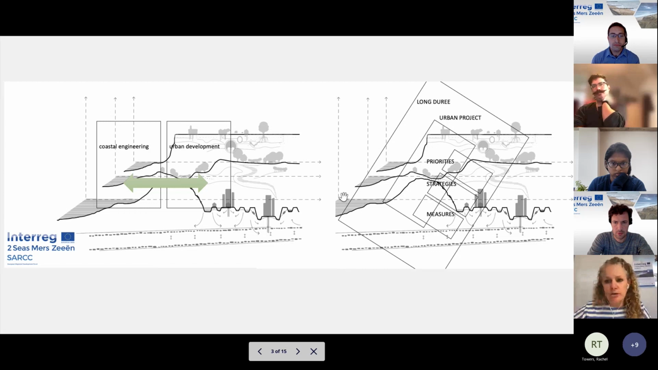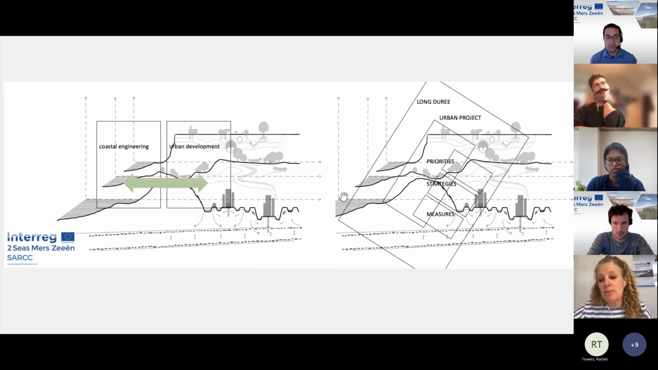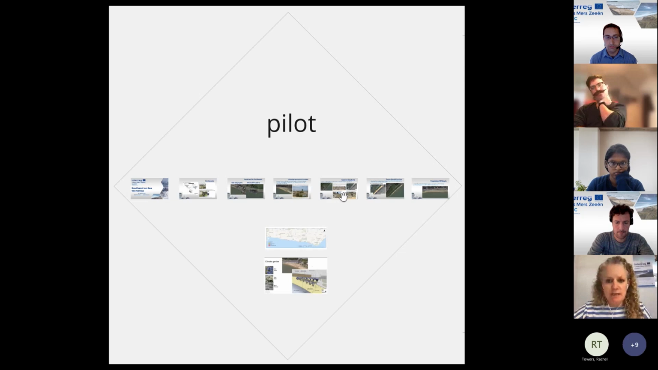So we're looking at the longue durée of the area, the history, and what qualities we can take into the future. What's the urban project? How do we need to set priorities? What are the strategies? And in the end, what are measures? So these are the steps that we basically took.